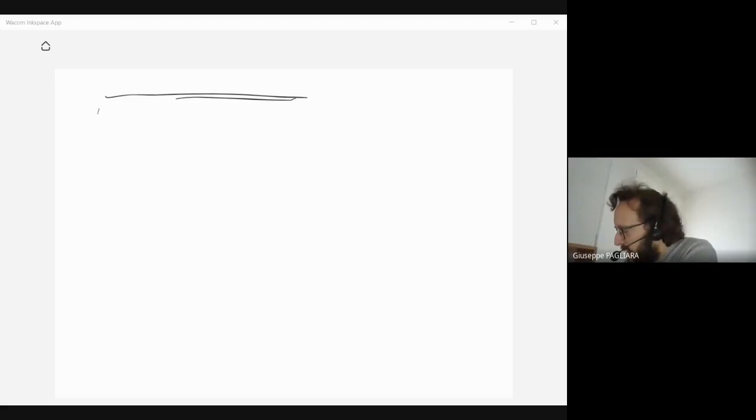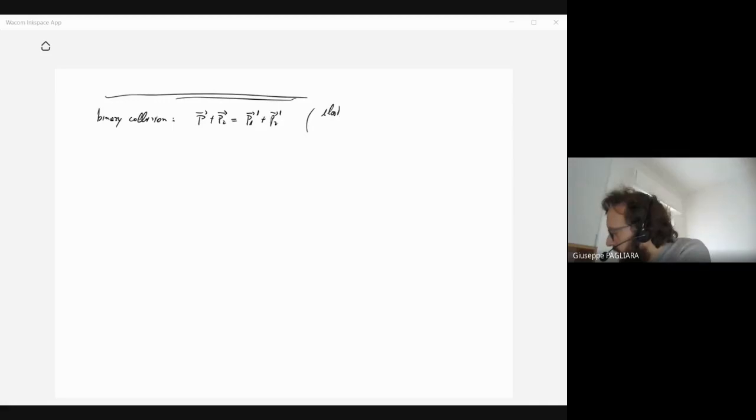Ok, so let's take a binary collision in which a particle with momentum P collides with a particle with momentum P2, and at the end, these two particles will have momenta P1 prime, P2 prime. Now, here I'm talking about elastic collision, and all the particles are the same. So I just have an exchange of energy, or exchange of momentum, actually.